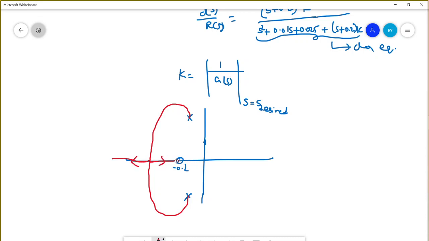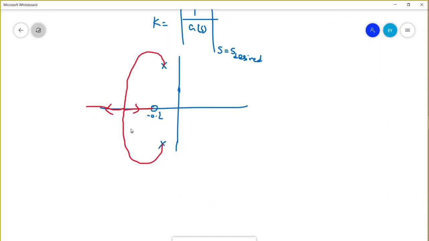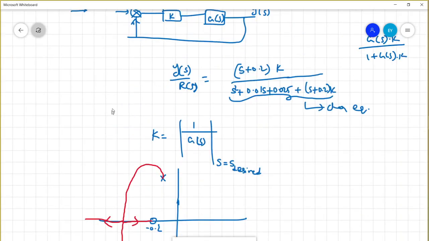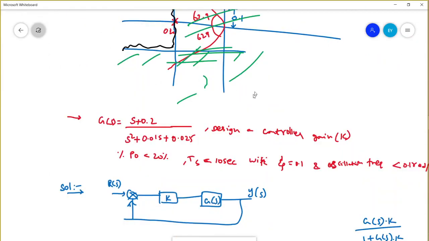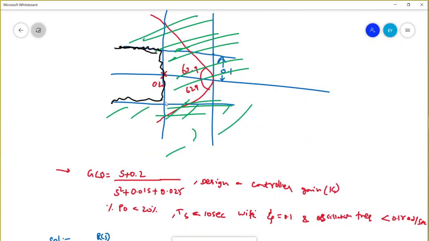So just follow the procedure and draw the root locus for the given transfer function. You will get this kind of root locus. Now, based on the given design specifications, draw the allowable region. Since I considered the same specifications which I gave in the previous class, the region would be more or less the same.